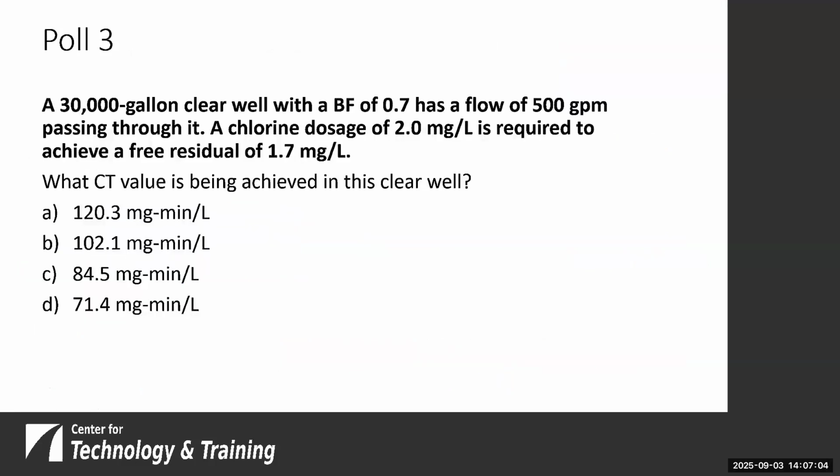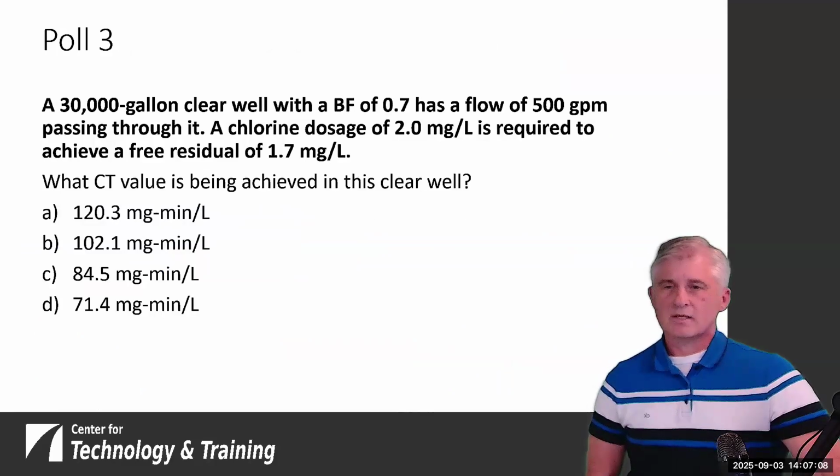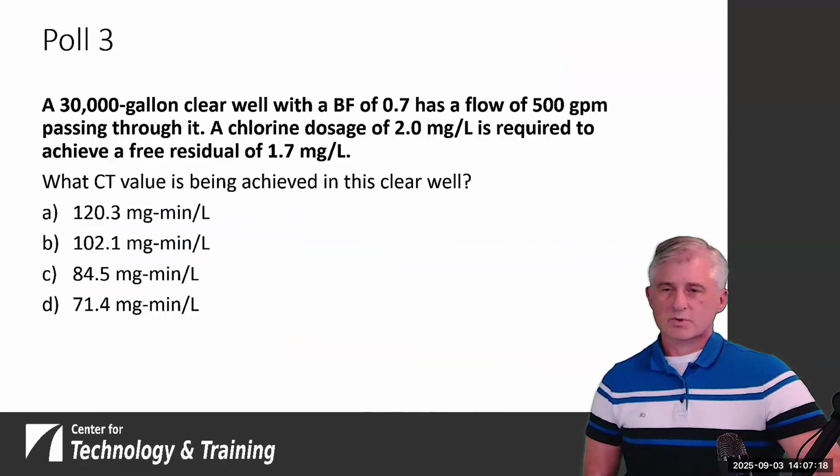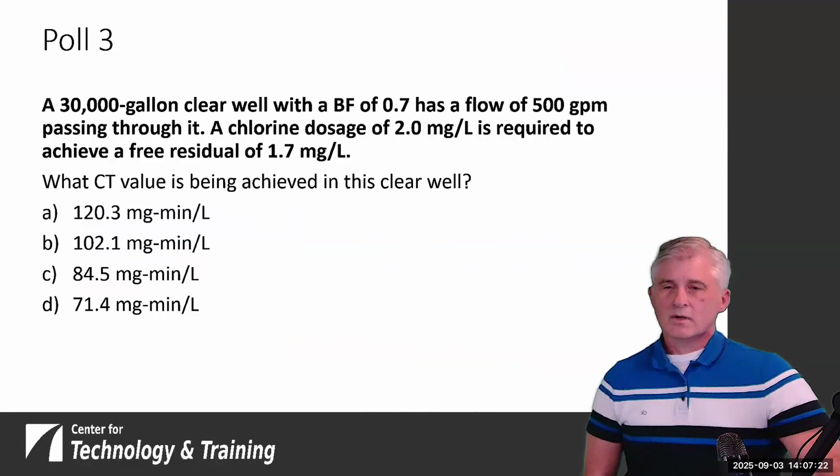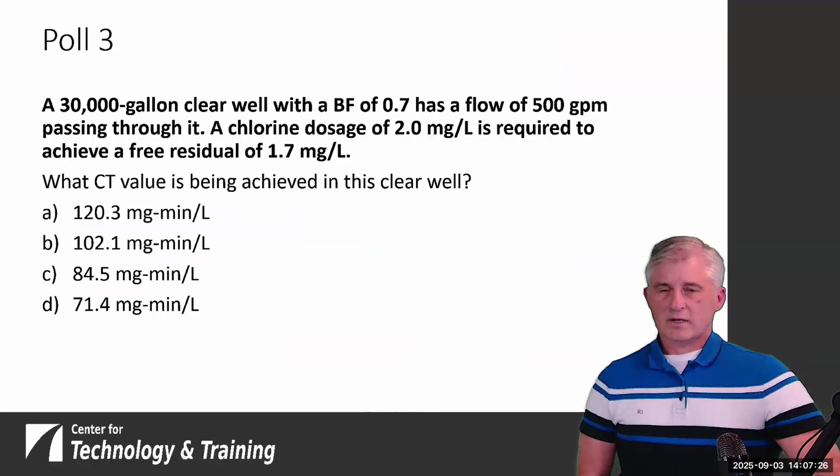So now we're on to poll number 3. Poll number 3 says a 30,000 gallon clear well with a baffling factor of 0.7 has a flow of 500 gallons per minute passing through it. A chlorine dosage of 2 parts per million is required to achieve a free residual of 1.7 parts per million. What CT value is being achieved in this clear well?